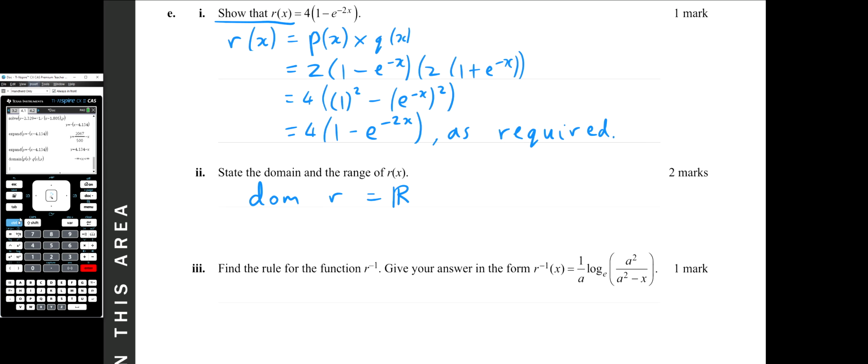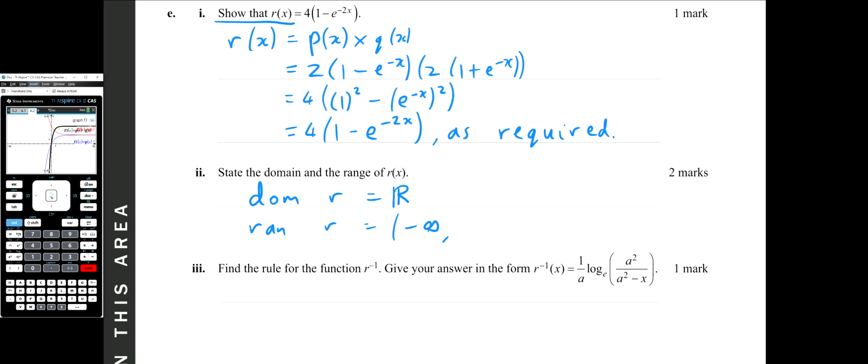And the range of that, well, we can go back to our 4.2 and then basically create a new graph called p of x times q of x. Enter. Okay, and we get this function here. So what's happening is we've got a horizontal asymptote, and what that means is the range of r is going to be negative infinity all the way up to whatever that horizontal asymptote is.